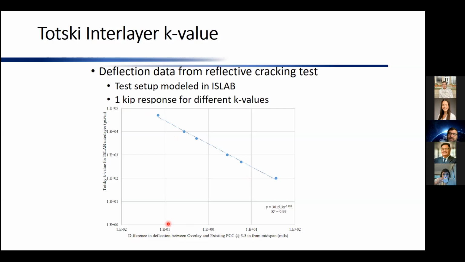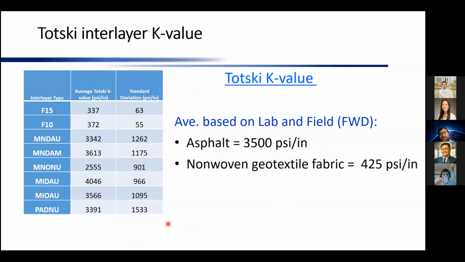So basically we performed various simulations and we developed a relationship between relative displacement and the interlayer stiffness. And after that, we compared with the lab data, and there is a lot of spread of data, but we found that asphalt interlayers had an average stiffness of about 350 psi per inch, and fabric interlayers about 425 psi per inch. And later on, we took the FWD data collected at Mn/Road, and we calculated values that ended up being very similar to our lab measured values. That gave us a lot of confidence in these recommendations.